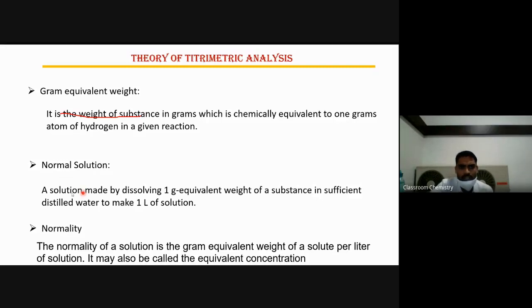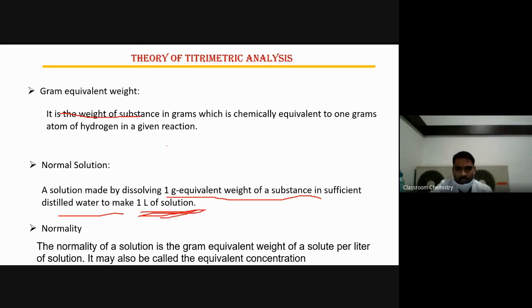What is normal? A solution made by dissolving 1 gram equivalent weight of substance in sufficient distilled water to make 1 liter of solution. Now here is one question. Up to this stage, all of you use different normal solutions in the laboratory, like 0.1 normal NaOH, 1 normal NaOH, or different dilutions. Now, what is the definition? A solution made by dissolving 1 gram equivalent weight of substance in sufficient water to make 1 liter of solution.